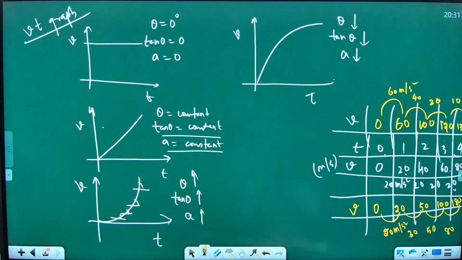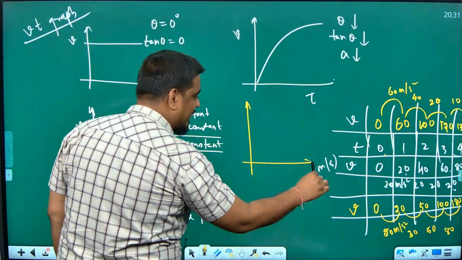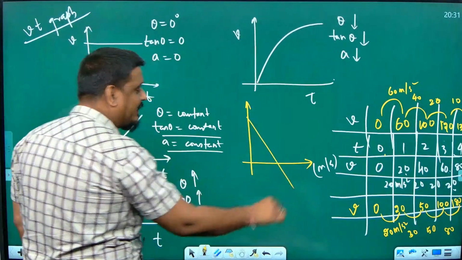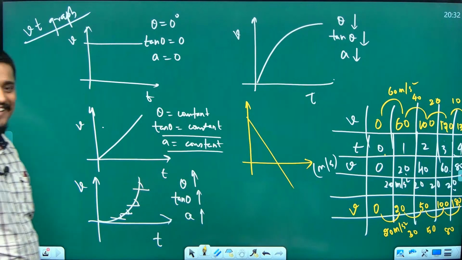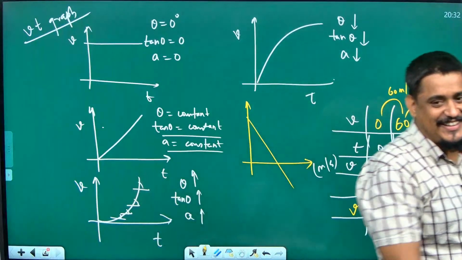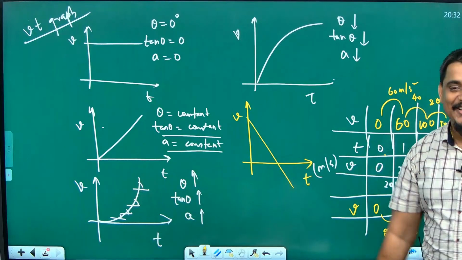Last case. I know it is torturing for the people who came for Sunday's class because the same kind of topic is being repeated. Don't worry, within some time we will make it. Okay, let us see, pakka or not. So, VT graph.